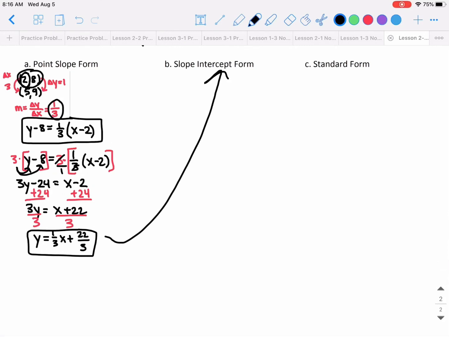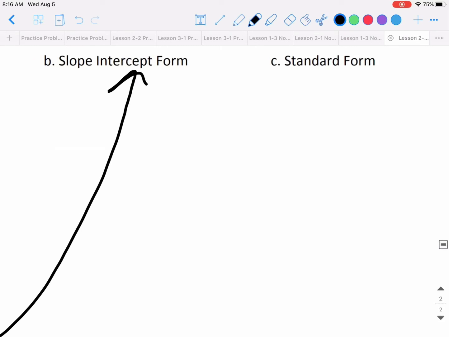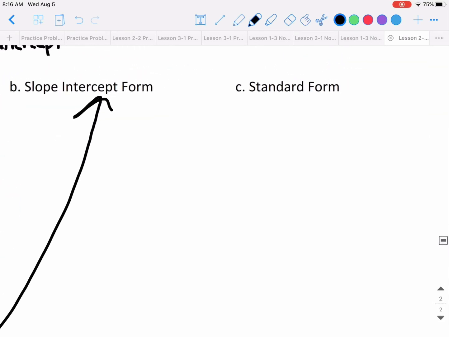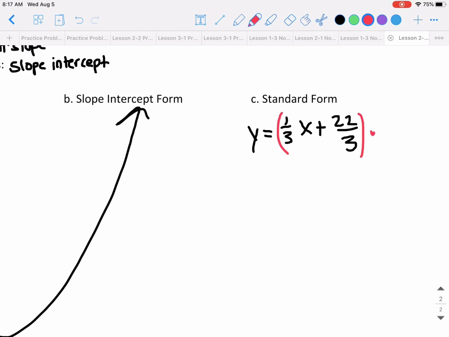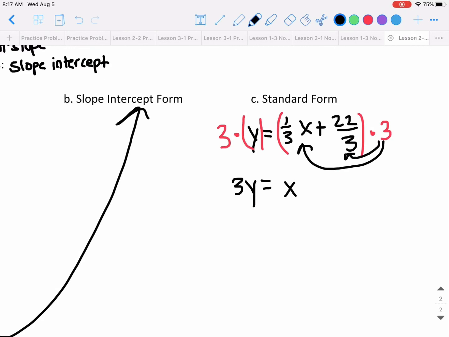To get to standard form, I'm going from slope intercept form. So I have y is equal to 1/3 x plus 22 over 3. I think the easiest thing, again, is to get rid of those 3's in the denominator by multiplying the right-hand side by 3. If I do that to the right, I have to do that to the left. I'll get 3y is equal to 3 times 1/3 x is just x. 3 times 22 over 3 is just 22.